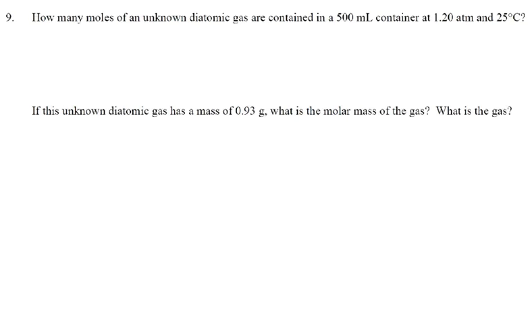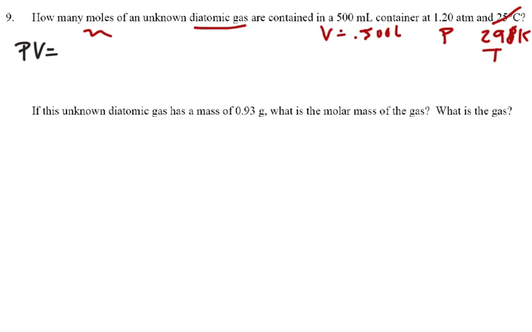Number 9, how many moles of an unknown diatomic gas are contained in 500 milliliters? So that's a volume, and we're going to make that 0.5 liters at 1.2 atmospheres, 25 degrees. That's our temperature. We'll make that 298 Kelvin. And how many moles? We're looking for N. So we have PV equals nRT. N equals PV over RT.